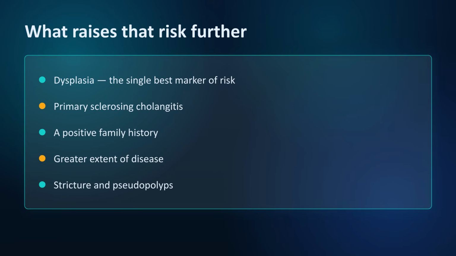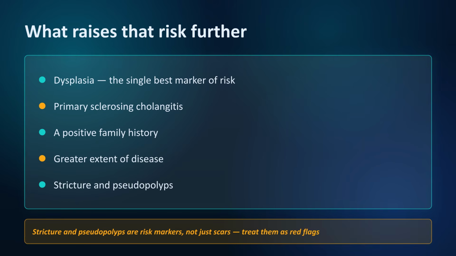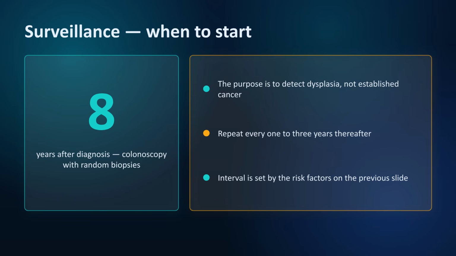That last pair is worth pausing on. A stricture or a field of pseudopolyps is not merely old scarring. It is a red flag that shortens the surveillance interval. Reassess the risk factor list at every surveillance visit. It changes over time. So when does surveillance begin?